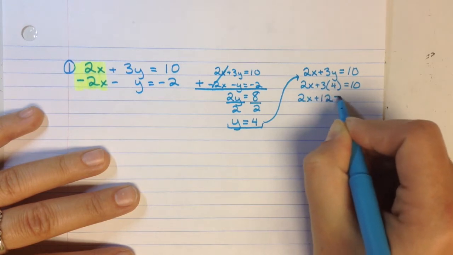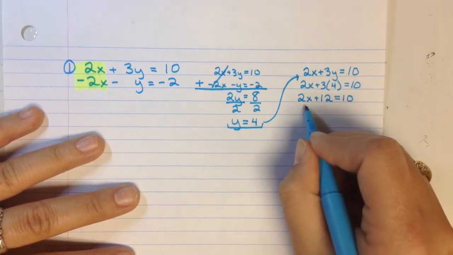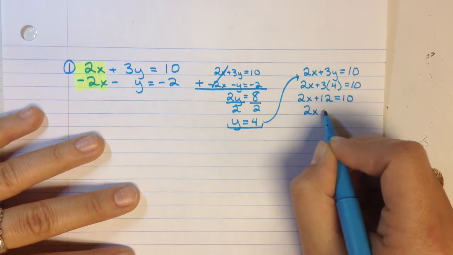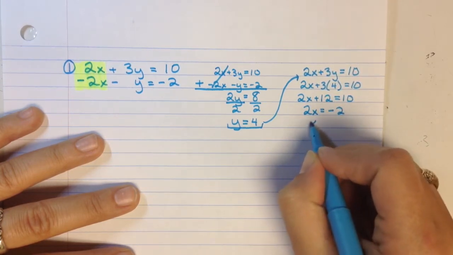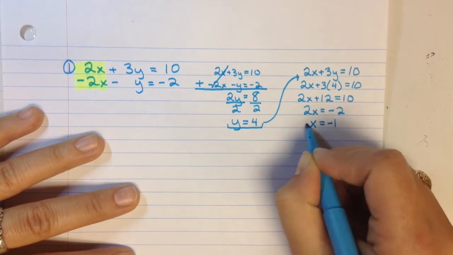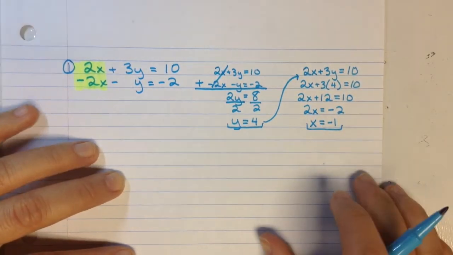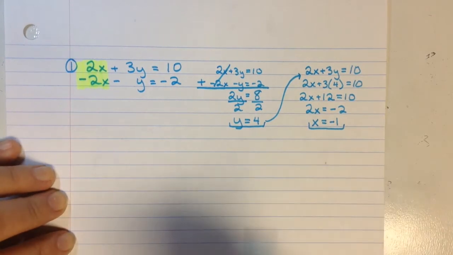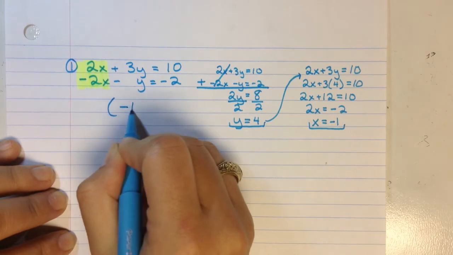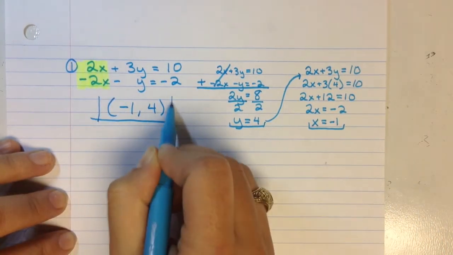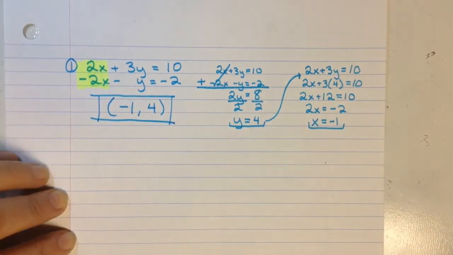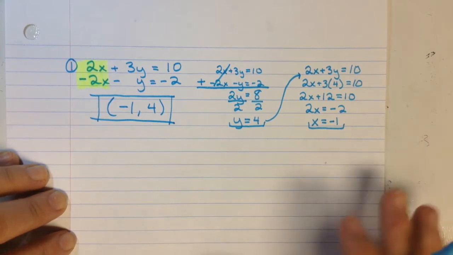This would be 2x plus 12 equal to 10. And then by subtracting 12 from each side, I'd have 2x equal to negative 2. And dividing by 2 on each side, I'd have x equal to negative 1. Which means that my final answer and my solution to this system is what? Negative 1, 4. Making sure I write them in x, y, like a coordinate should be. That is the point of intersection between these two standard form equations.